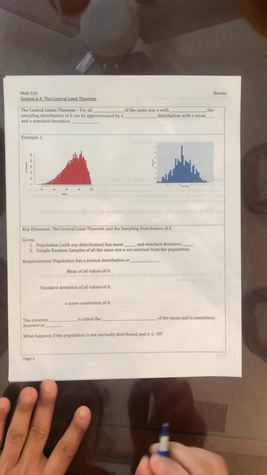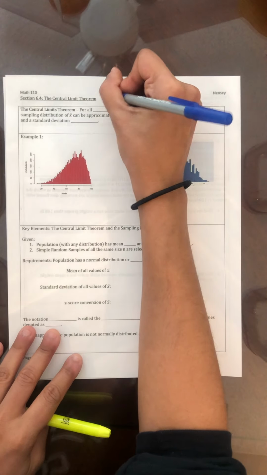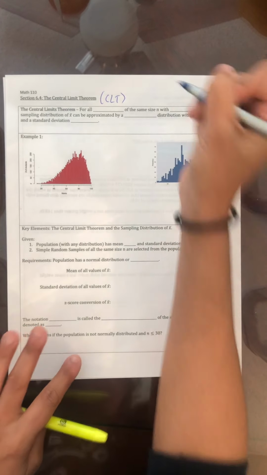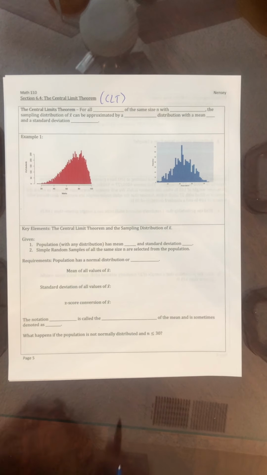So we're gonna go on to 6.4, which is the central limit theorem, which I don't like writing, so I use CLT all the time. It's like combined like terms, but no, it's central limit theorem.